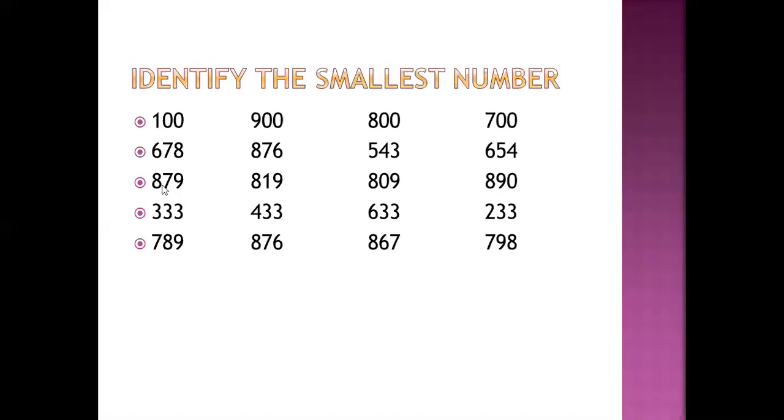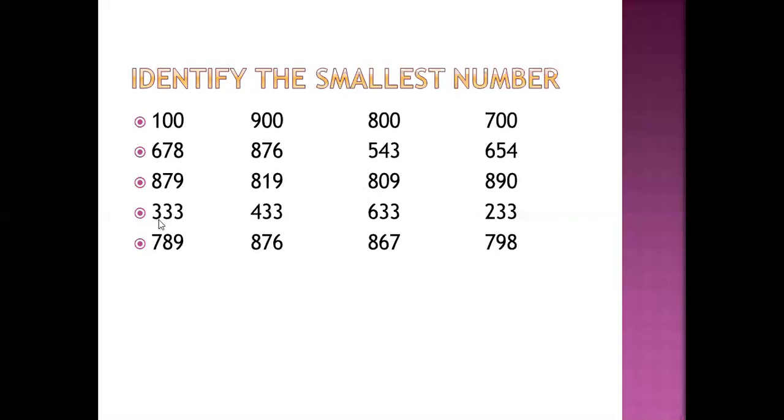The third set, 879, 819, 809, 890. So the hundreds place is same. So we go to the tens place. 9, then we've got 0, then we've got 1, and we've got 7. So we know that 0 has got no value and it becomes the smallest number. So 809 becomes the 3-digit smallest number here.